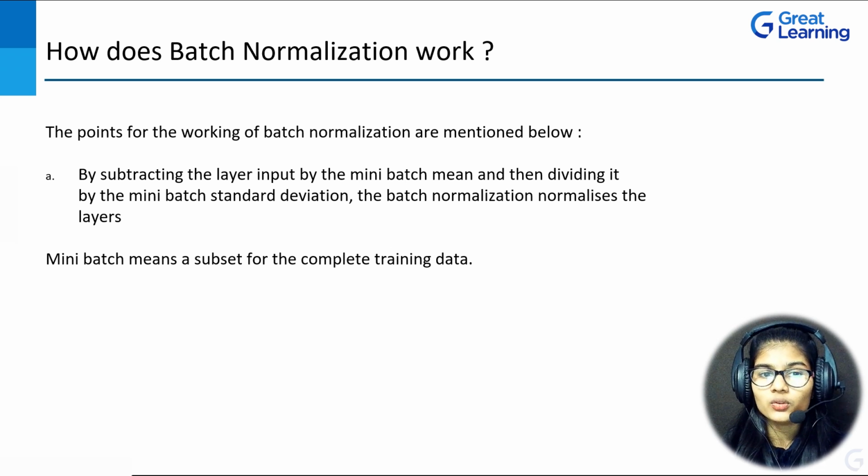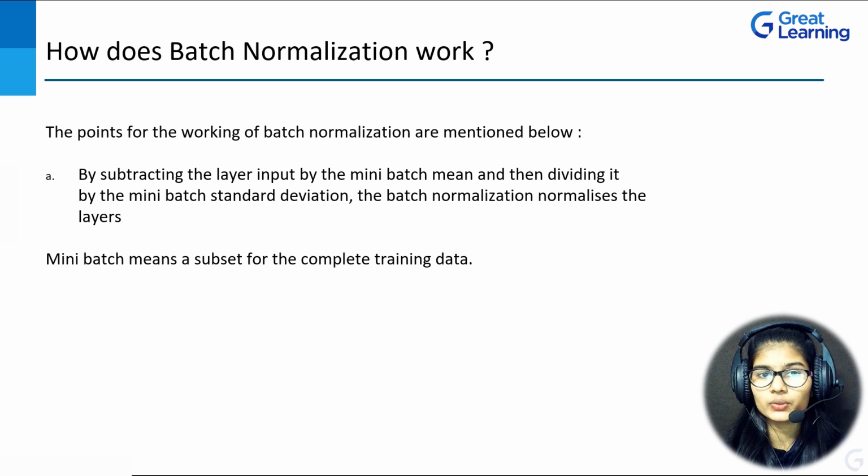What we do is subtract the mini batch mean from the layer input. First, for the subset of the complete training data, we find the mean, and the layer input is subtracted by the mean which we found. Whatever output is received is divided by the standard deviation of the mini batch. And batch normalization normalizes the layers.